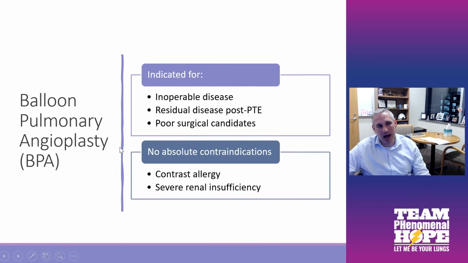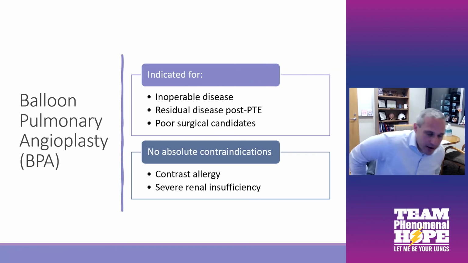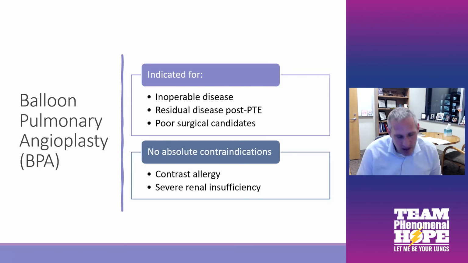So what about if you're not? There's a procedure called balloon pulmonary angioplasty, and Jennifer mentioned that the clots you get in chronic thromboembolic disease aren't like clots that are acute. Acute clots, with anticoagulation, your body can kind of chew those up and get rid of them over time. But I always describe it as almost like a scar, and your body can't get inside that scar and break the clot up.